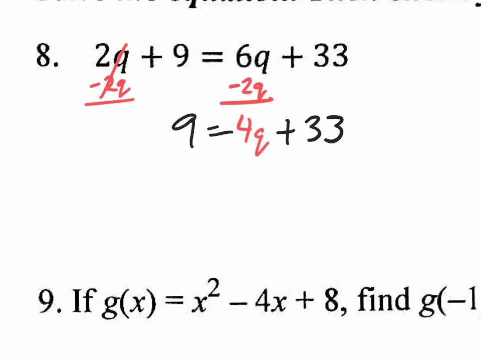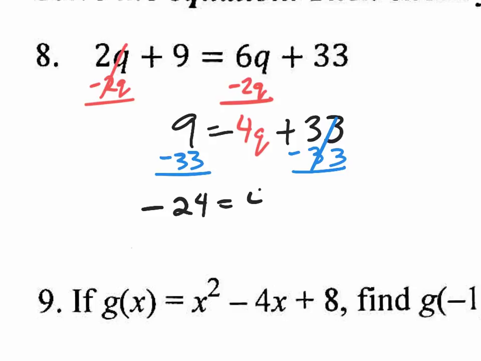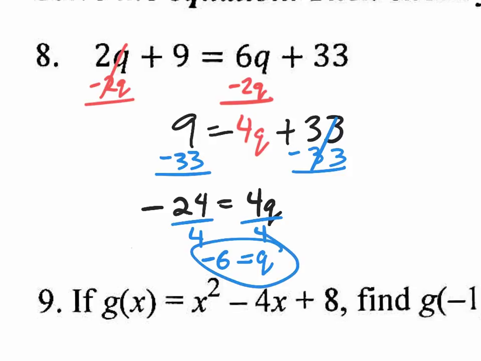So what do I do next? Anybody? Negative 33. Okay, subtract 33. What you do to one side, do to the other side. And we will get negative 24 equals 4Q. And then we divide by 4, and we get Q equals negative 6. Done. Q equals negative 6.